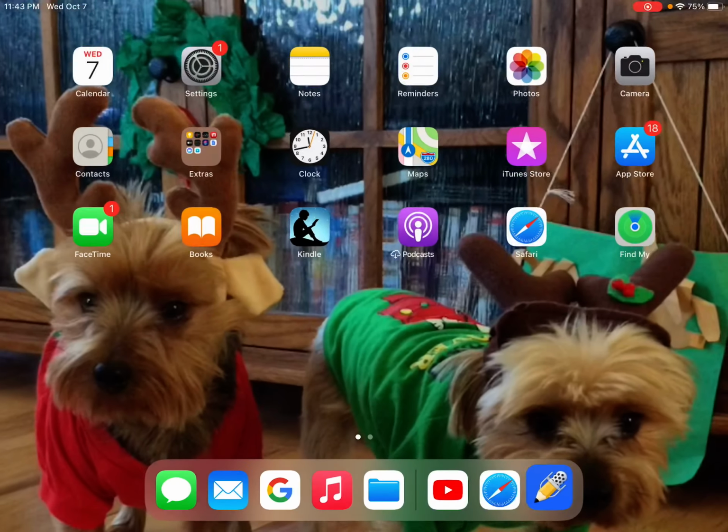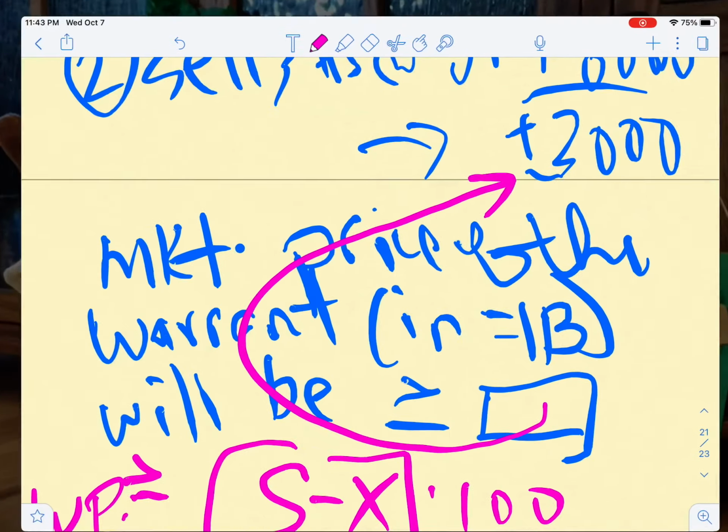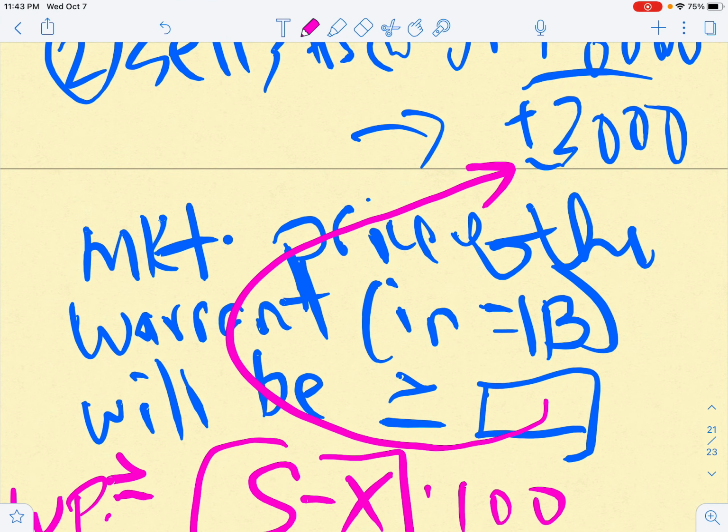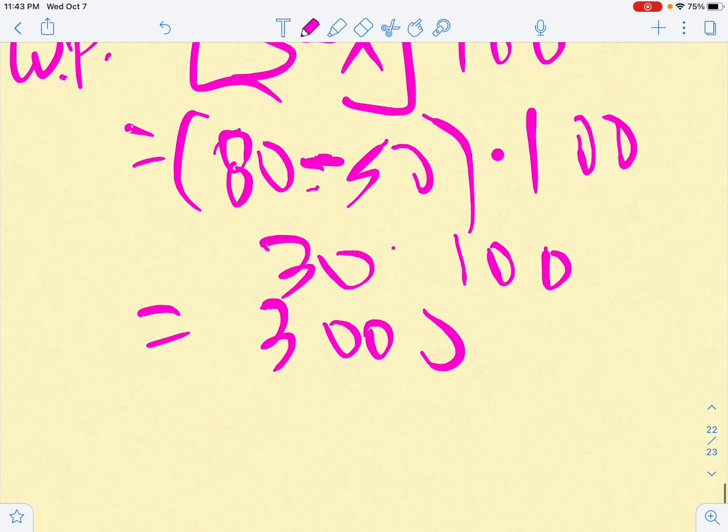So that's how bonds with detachable warrants work. And so now what I've shown you in this video is the factors that influence a bond's yield to maturity. And we spent some time and went into depth on the option-like features of bonds.